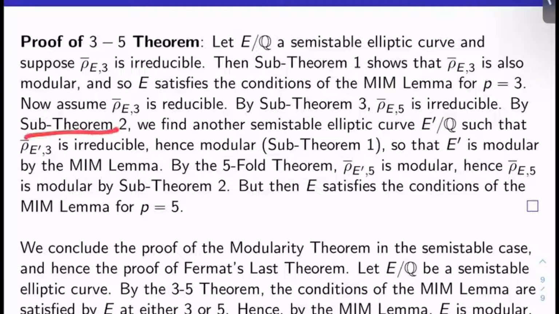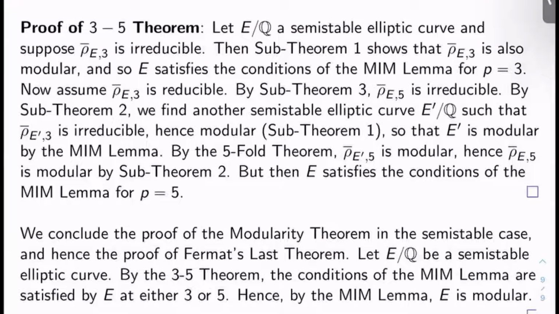By sub-theorem 2, I can find another semi-stable elliptic curve E prime over Q such that rho bar E prime 3 is irreducible, hence modular by sub-theorem 1. Well, that makes E prime modular by the MIM lemma. By the fivefold theorem, rho bar E prime 5 must be modular since E prime is. But since rho bar E5 is isomorphic to rho bar E prime 5 by sub-theorem 2, the same must be true for rho bar E5. It must be modular as well. Okay, well then rho bar E5 is irreducible and modular. And so E satisfies the conditions of the MIM lemma for the prime P equals 5. And so I'm done.